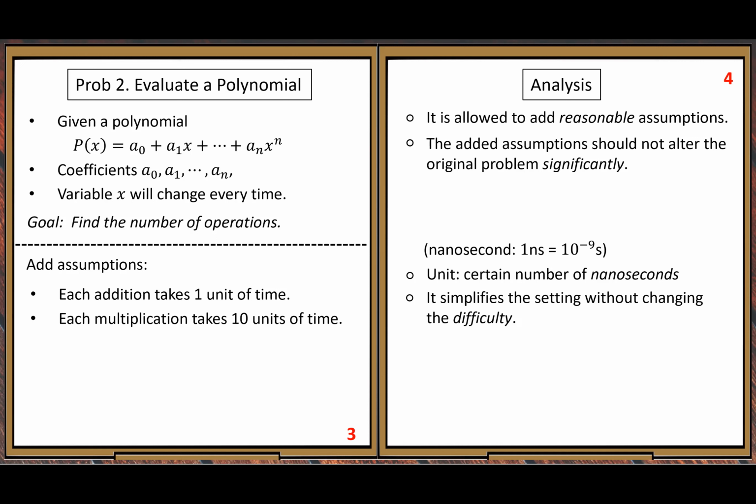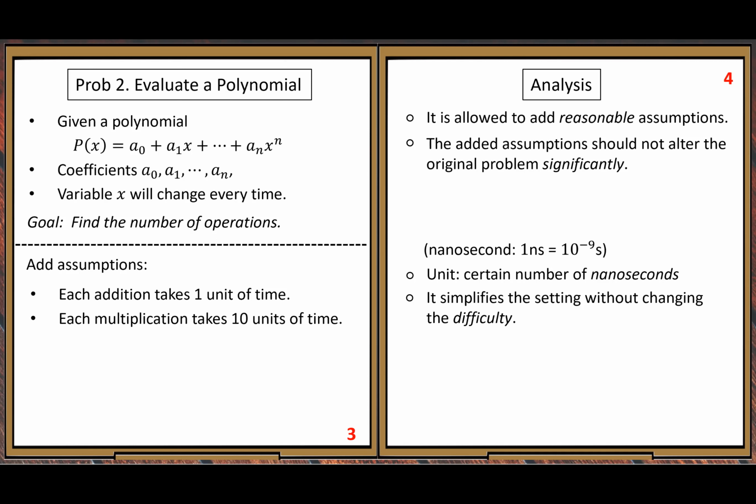Now, with that extra assumption, we can simplify the setting without changing the difficulty. Do we make the problem easier? No, it's still the same problem, but our discussion is easier. We still need to solve the same problem. The discussion now is that we need to compare apple and pear, so we solve that problem.